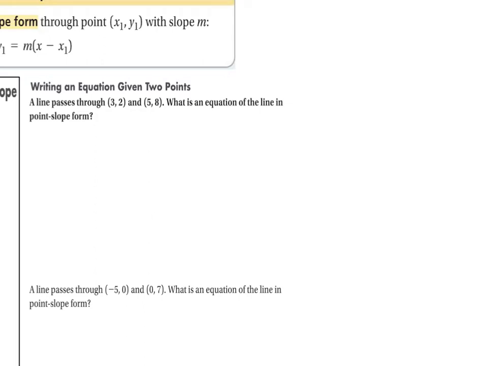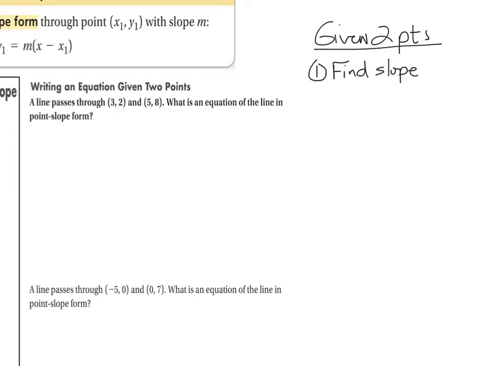As a matter of fact, I'm going to start out with what are the steps to these problems? Because these problems are different. If you see here, it says a line passes through the ordered pair 3, 2 and 5, 8. Notice, I'm not giving you a slope. Right now I'm just giving you 2 points. So given 2 points, what are you going to do? Well, the first thing you have to do is find the slope first from those 2 points.